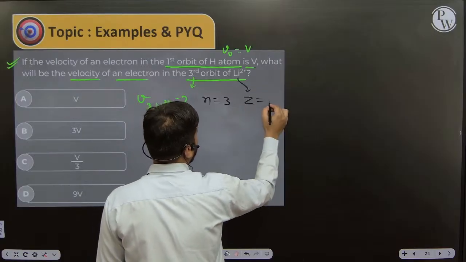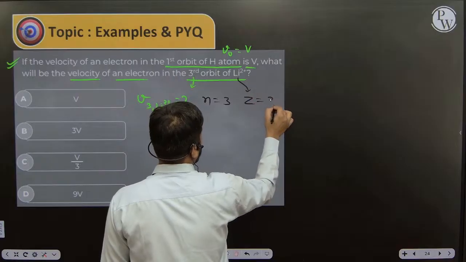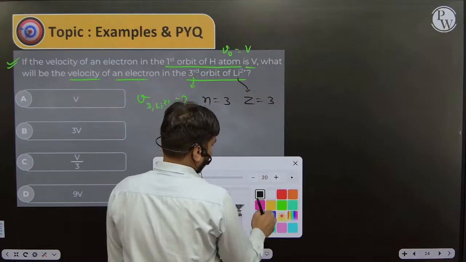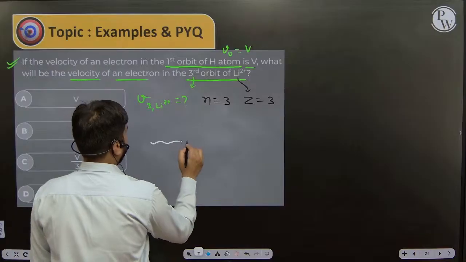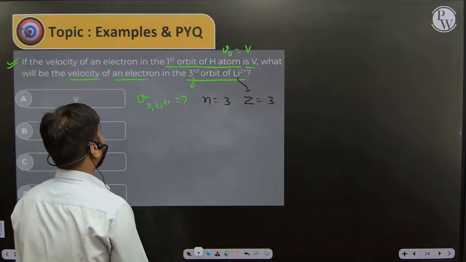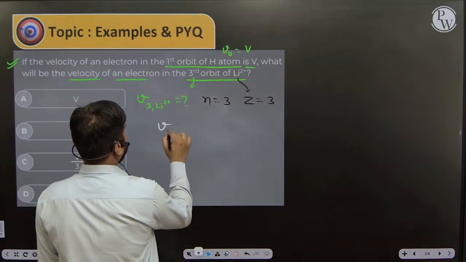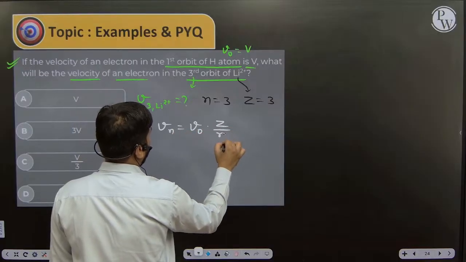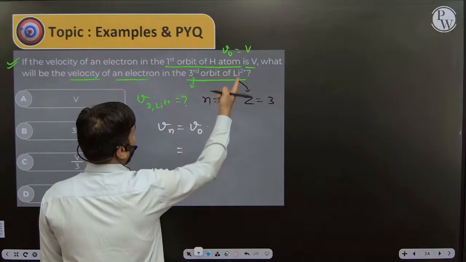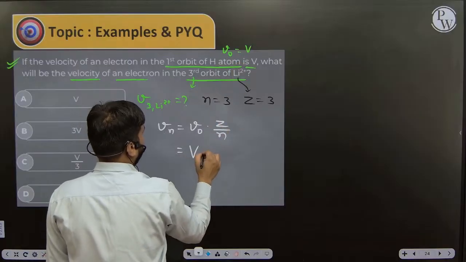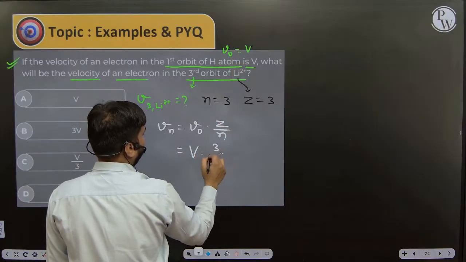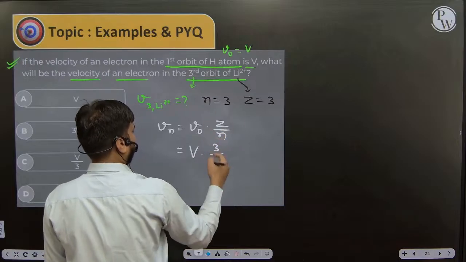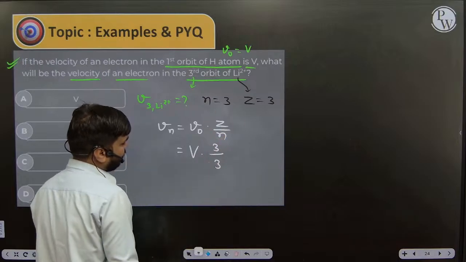Z, the atomic number, will again be equal to 3. So let's solve this question. Here we all know that Vn is equal to V naught Z upon N. The V naught value is given to you, that is capital V. The atomic number is given, which is 3, and the shell is also given, that is 3.